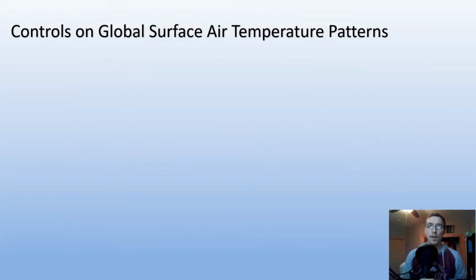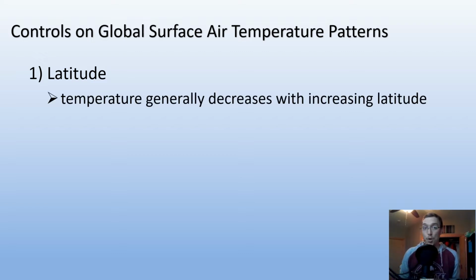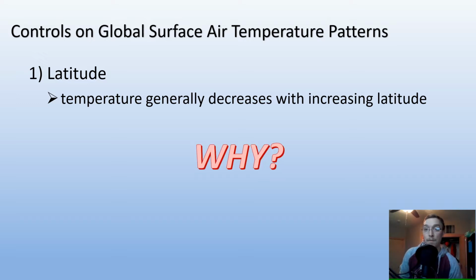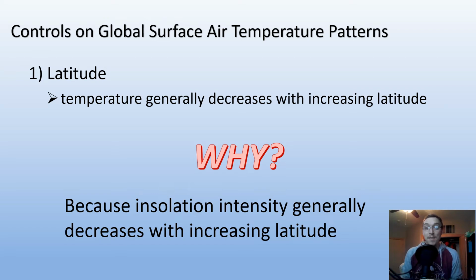So what controls global surface air temperature patterns? Well, the first one, and the one that we should know by this point, I hope at least, is latitude, right? Where you are, your latitudinal position on our planet, drives the amount of insolation that you have. And if you are losing out on insolation, or incoming solar radiation, you're losing out on that energy to drive that increase in surface heating, which drives the increase in longwave radiation emitted from the Earth, which drives temperature. So temperature generally decreases with increasing latitude. Why? Well, for what we already said there, because insolation intensity generally decreases with increasing latitude. So latitude is the first easy picking one.